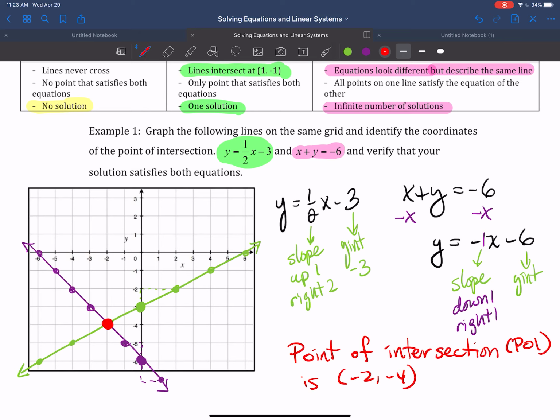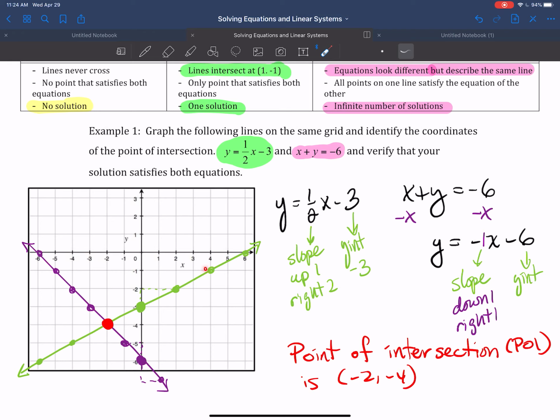So -2, -4 is the only point that would satisfy both equations. If I plug in -2 for x, I found that x is -2. If I plug it in there, that whole equation would be equal to -4. If I take -2 and I plug it in here, or I plug it in here, it doesn't matter, y would be equal to -4. So for both equations, if x is equal to -2, y would be -4. But anywhere else along those lines, it wouldn't be true.